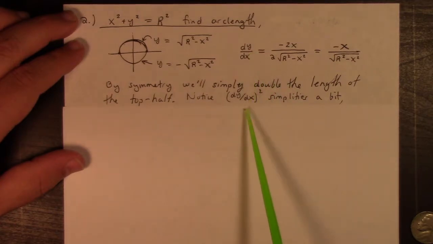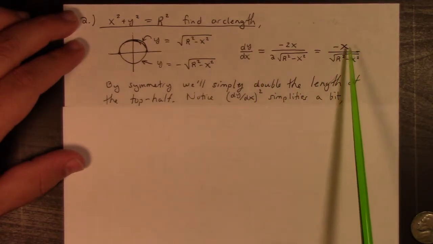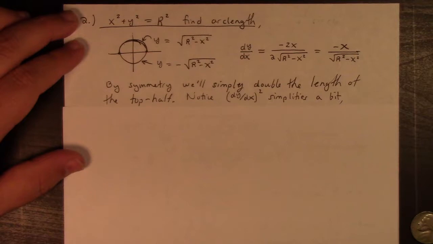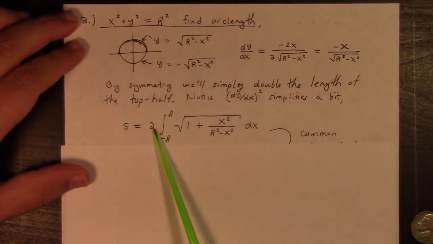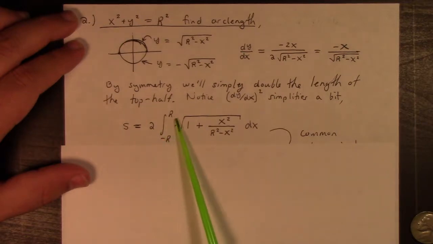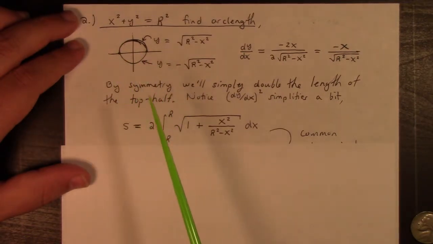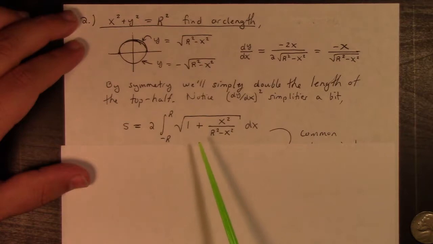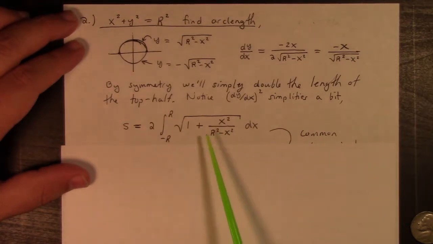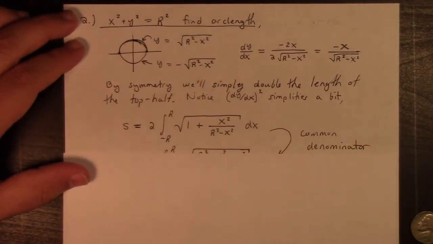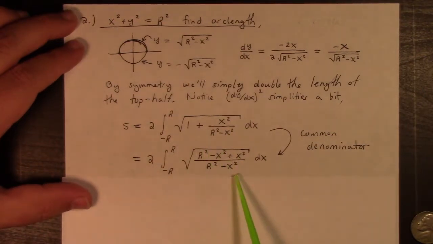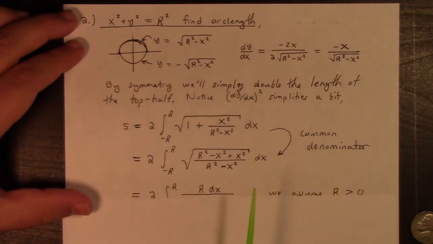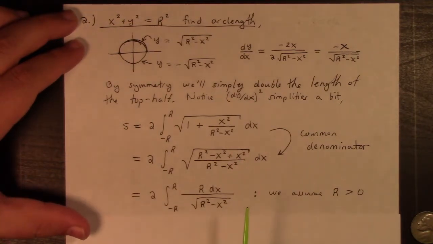And also dy/dx, when we square it, this simplifies a bit. We get x squared over r squared minus x squared. So this is the integral we face: twice the integral from minus r to r, because that's r and that's minus r for x. So we have to integrate this according to the rule. Make a common denominator, a little bit of algebra right there. The x squareds cancel, and r we're assuming is positive, so we pull it outside the square root.